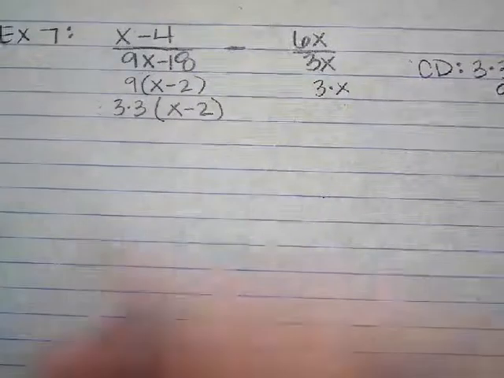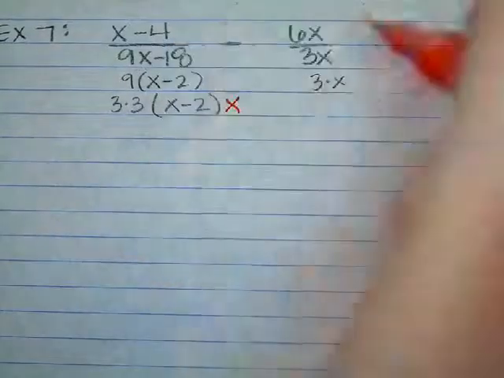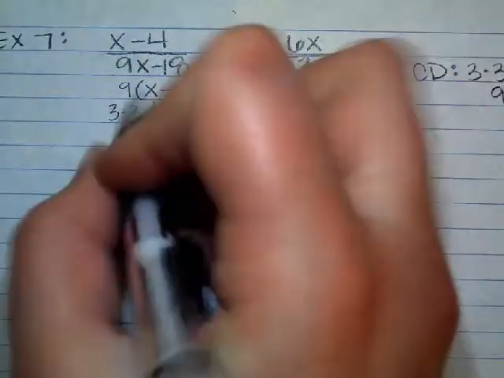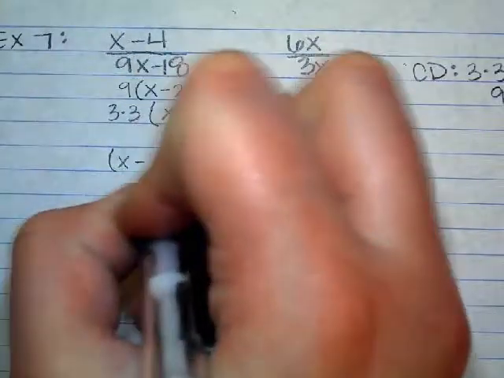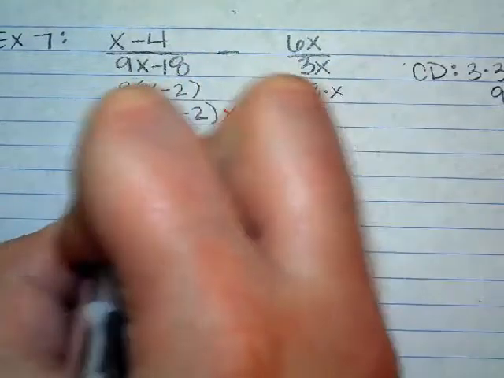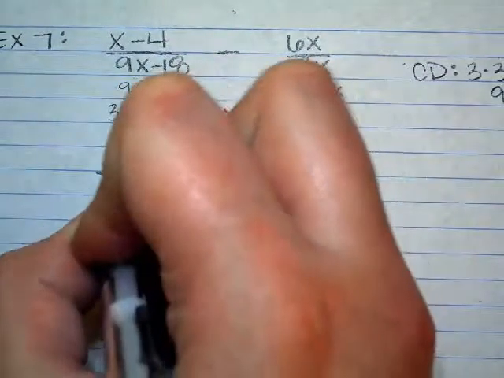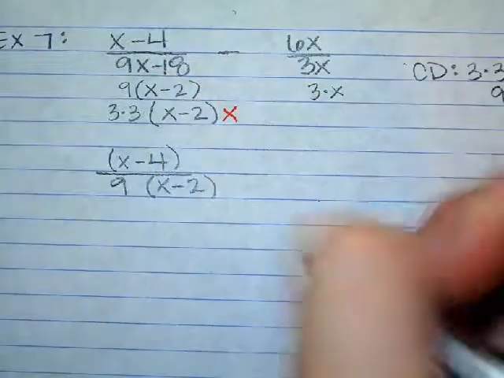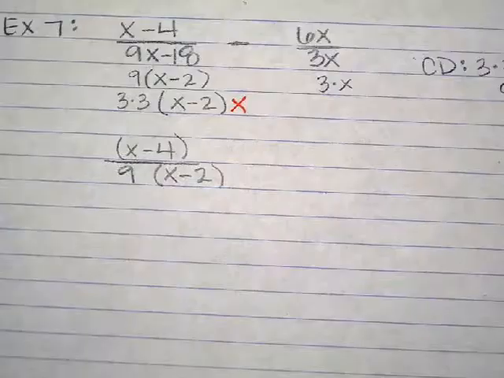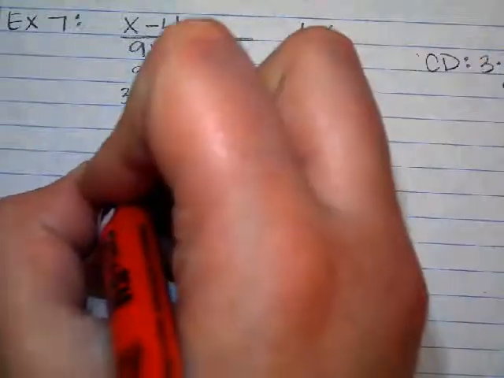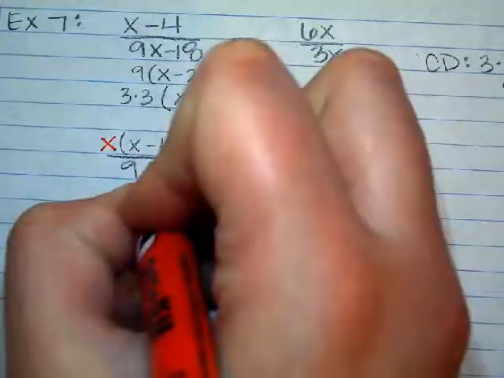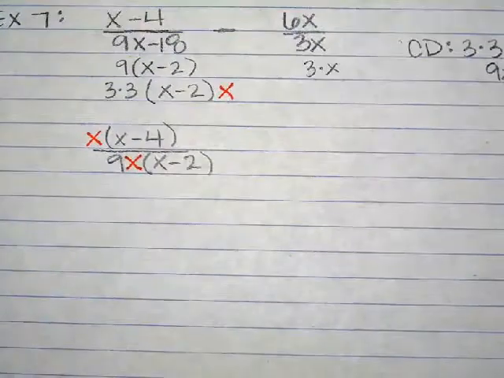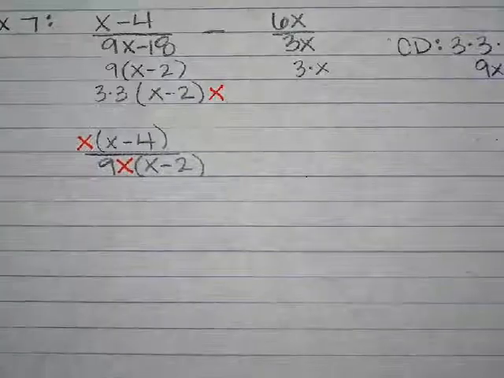Okay, so let's start writing out that first fraction. So we've got the x minus 4. We've got the 9. We've got the x minus 2. We just need to multiply by the x on the top, and we need to multiply by the x on the bottom. Are we okay with how I showed my work? Okay.